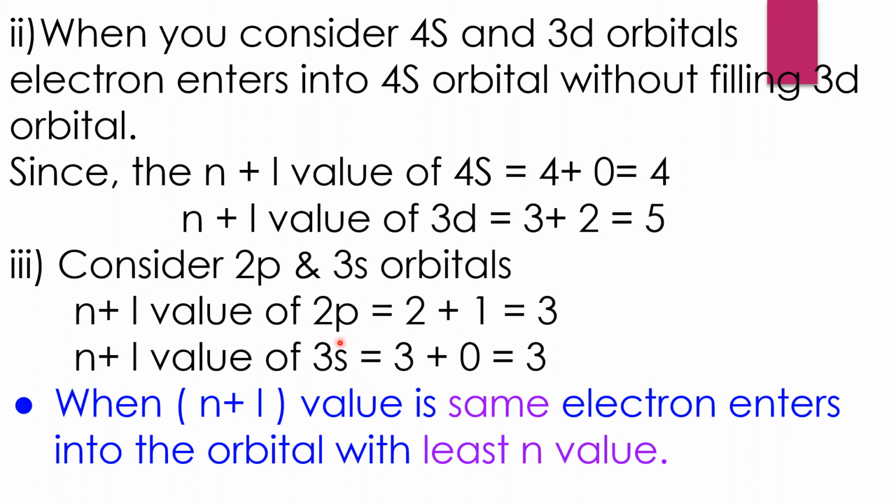2p belongs to the second energy level. So here the n value of 2p is less than 3. So the electron enters into the 2p orbital first and then it enters into 3s. Okay. So the first rule to remember in the Aufbau principle is that the electron enters into the orbital whose n plus L value is least. But when the n plus L value is the same, then the electron enters into the orbital whose n value is least. Okay. Remember that.